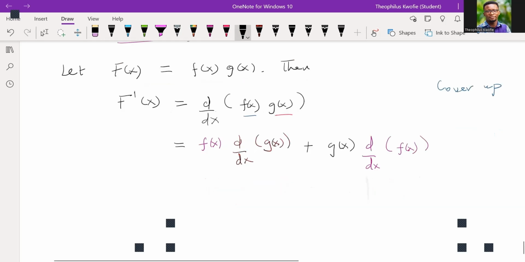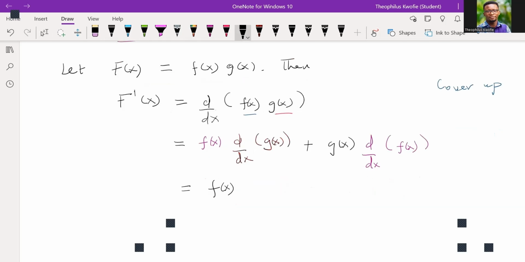So let's take note. What's the derivative of g of x? G prime of x. The prime is the same as derivative. Then we do the same thing for the derivative of f of x, and that becomes f prime of x. So that's the theorem that I want us to embrace: anytime you have the product of two functions and you want to find its derivative, this is the procedure we follow. But there's a trick, and the trick has to do with the cover. You cover one function, then differentiate the other, plus you differentiate the function that was initially covered, and cover the other.